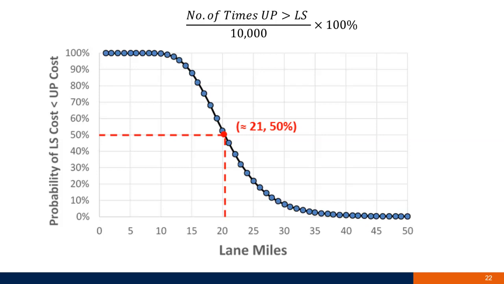So that means if you look at the 50% probability, more than 50% is better to use unit price, and less than 50% is better to use lump sum. So in the graph, these plotted numbers show the number of times the unit price estimation exceeded the lump sum estimation.